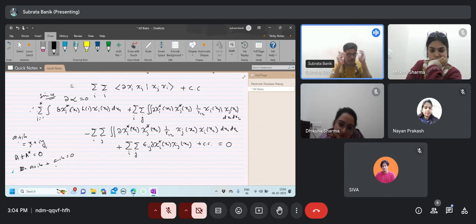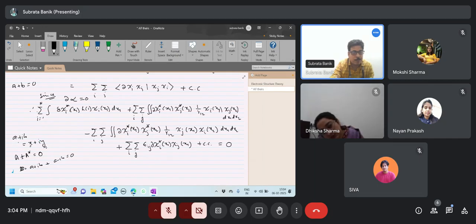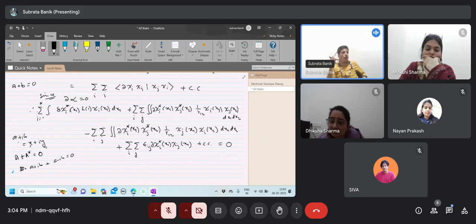If you think about real numbers a plus b equal to 0, the condition is either a equal to minus b or both are equal to 0. If it is complex, I cannot put a equal to minus b. That I cannot put, so the other condition must be satisfied. Each individually must be 0.